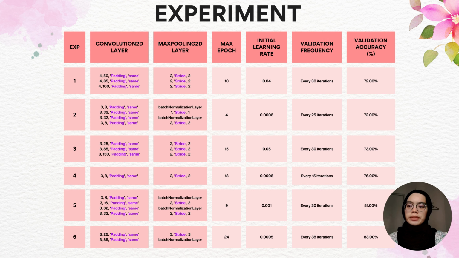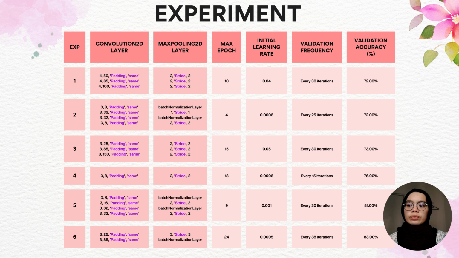Moving on to the experiment phase. We have conducted 12 experiments with different parameters and results. For experiment 1, we use 4 convolutional layers with 50, 85 and 100 filters with 2 by 2 max pooling layers and 10 epochs with a learning rate of 0.04, and the validation accuracy is checked every 30 iterations, and it achieved a validation accuracy of 72%.